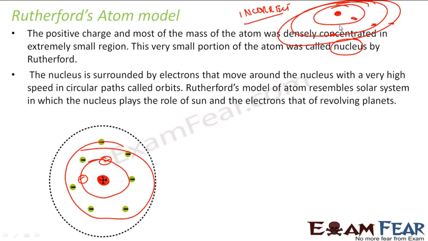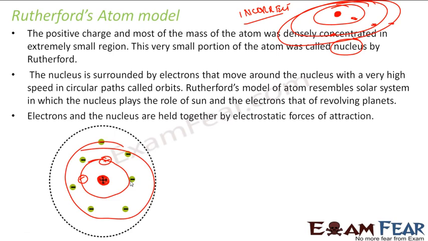The atom looks similar to our solar system, where the electrons move around in orbits and we have a very dense thing called the sun here. Here we have a dense thing called the nucleus, right? And he told that the way the electrons and the nucleus are held together is by the electrostatic force of attraction. But we'll see that these two parts are incorrect. This part is correct actually. Today also this part is correct. But these two parts were proved to be incorrect later.